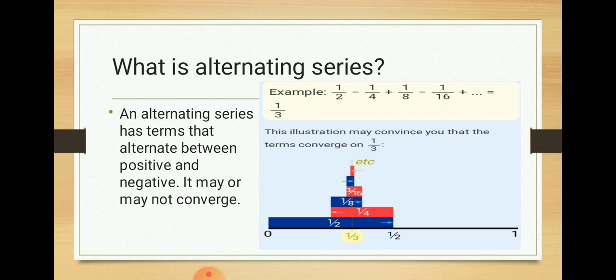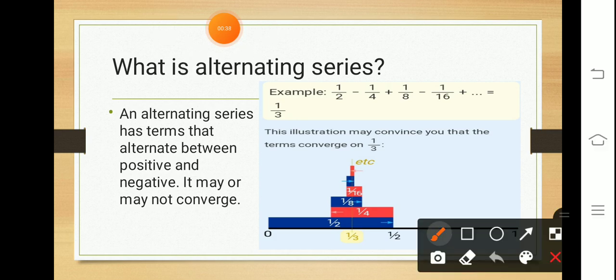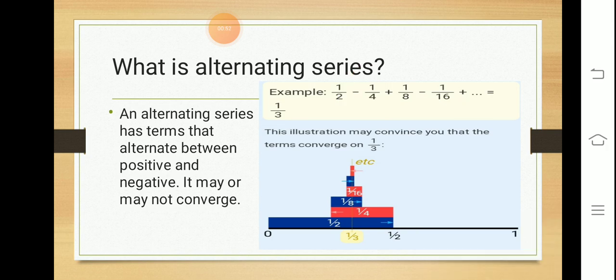So for example, this one. As you can see, it alternates: negative, then positive, then negative, then positive. That is what an alternating series is.